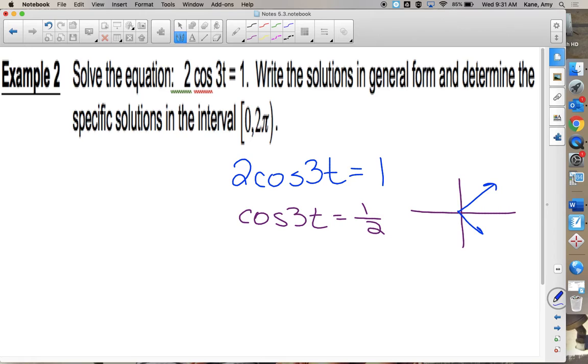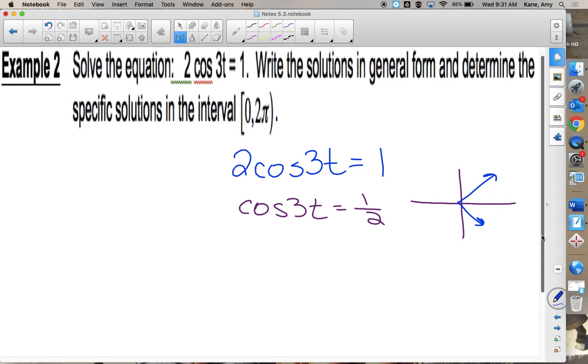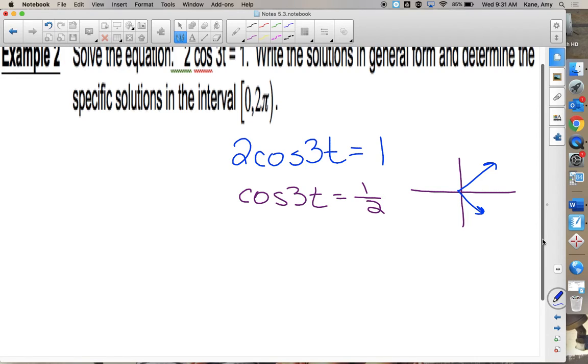Oh, good. Where is the cosine of 1/2? 2 places. One of them is pi over 3. Awesome. The other one is 5 pi over 3. Perfect. Good. All right, so same as yesterday. Nothing has changed. Except that now I have a 3t here, or a 3x. So we're going to take that 3t and place it equal to pi over 3. We're going to take the 3t and place it equal to 5 pi over 3.